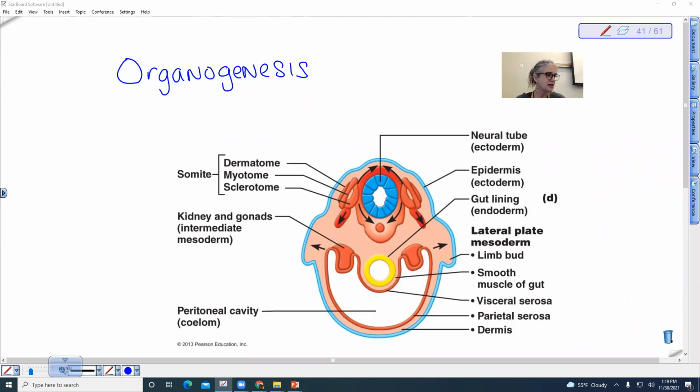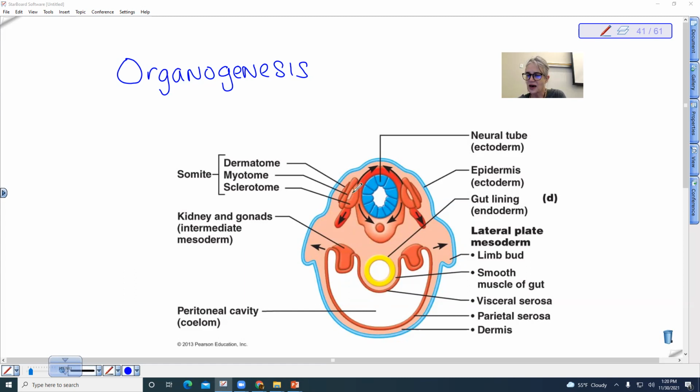We also see here that we can get the development of the digestive tract, as well as your abdominal cavity. So this is the peritoneal cavity. Mesoderm also gives rise to that lining of the cavities, as well as to the kidneys and the gonads.